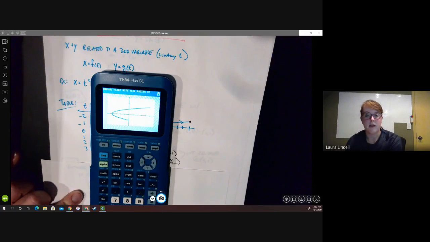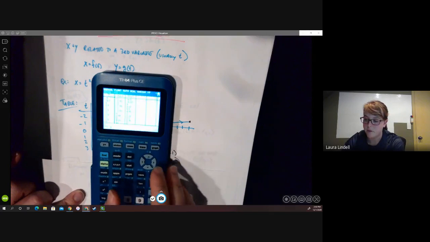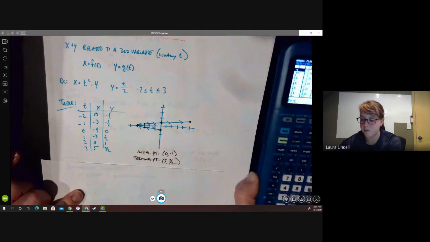Anyway, that's something that you can also do. If you hit table, it'll show you time, X and Y, so you can take a look at those as well. So yeah, handy things we can do with our calculators for parametrics.